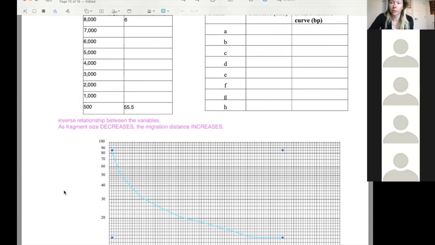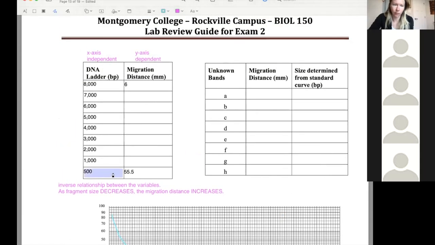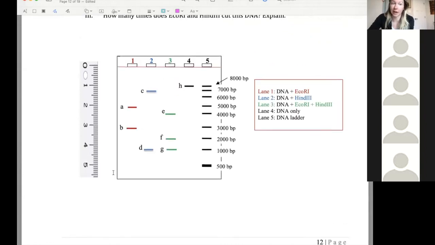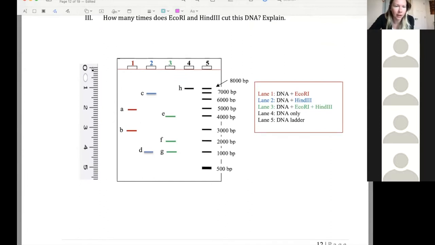Professor, I do have a question. Where did you get the 6 and the 5.5? So I honestly got those numbers from the answer key that I have access to. I don't feel like this is really to scale. I feel like you would need to take your own centimeter ruler and put it up against the screen to measure the distance from here to the 8,000 base pair fragment and so on. From here, this is quite a ways, but it almost looks like this 8,000 base pair mark is about the 10 millimeter mark.